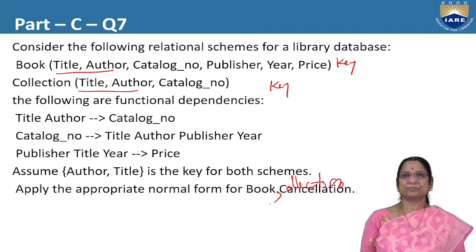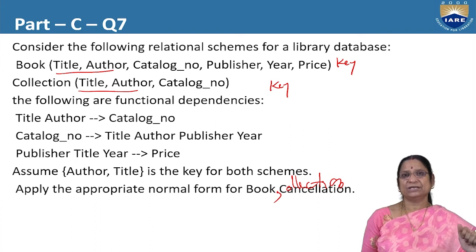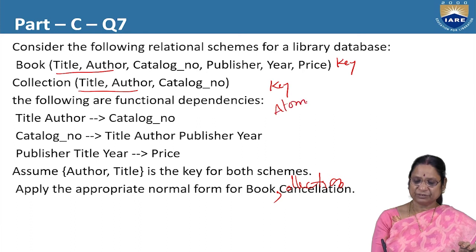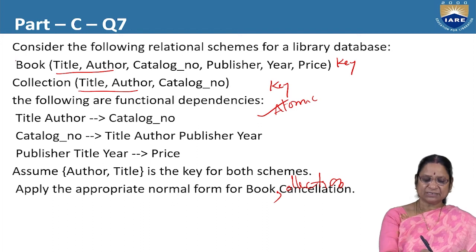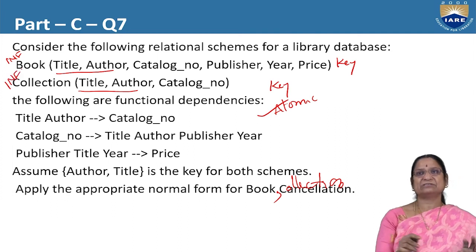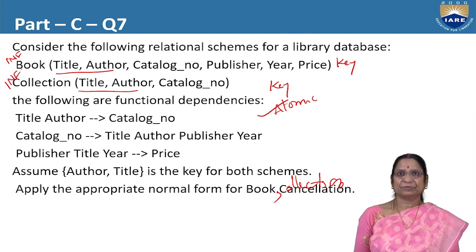Two relations. By considering the two relations, what is the first normal form? First normal form means all attributes must be atomic, indivisible. This is satisfied. So your book relation is in 1NF and your collection relation is also in 1NF. First normal form, both are evident.